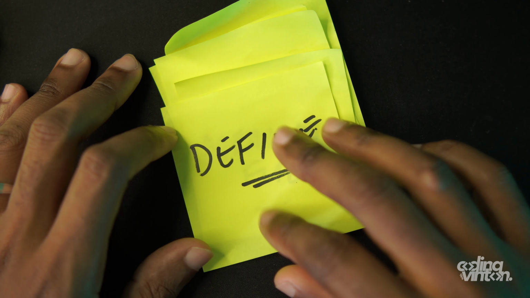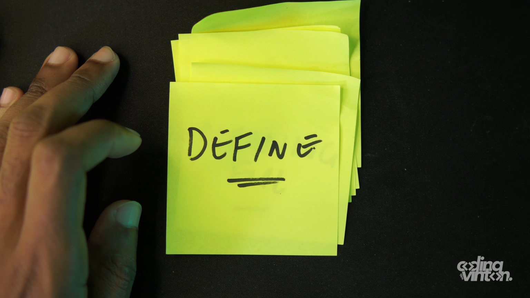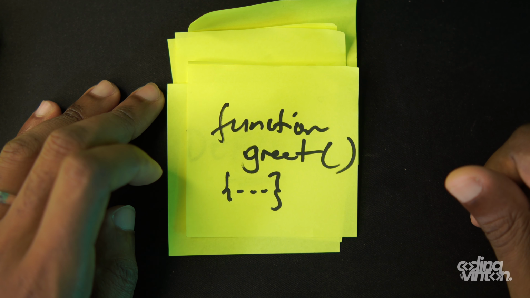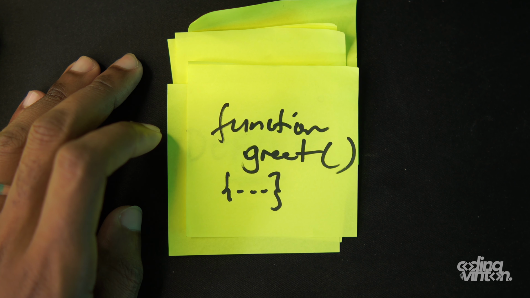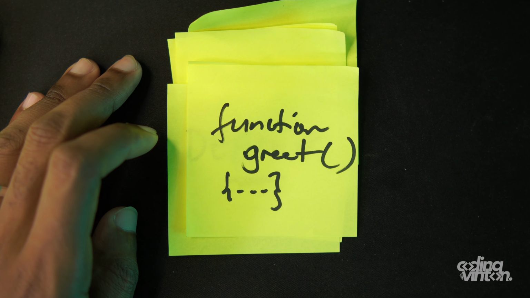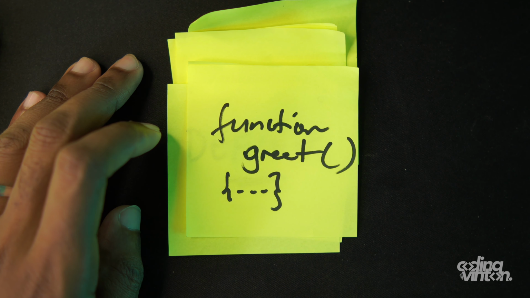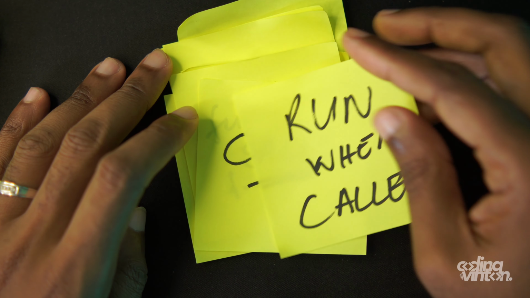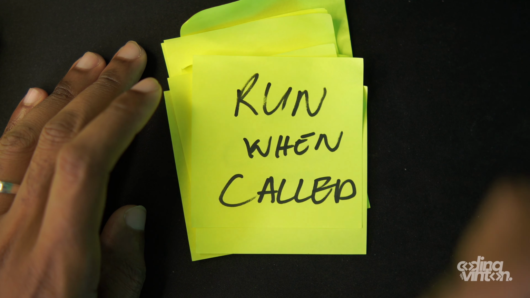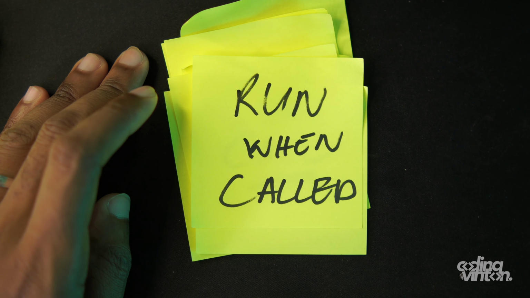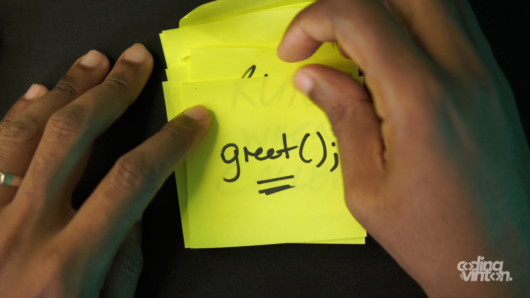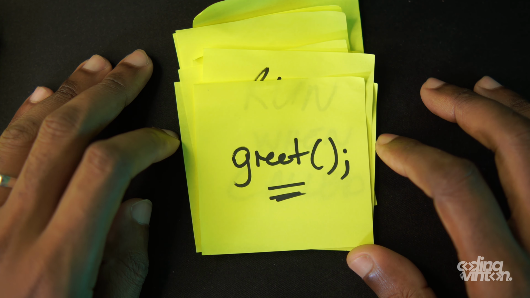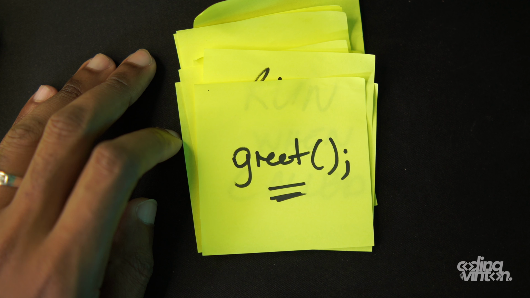How do we define a function? We define a function by using the function name followed by parentheses enclosed with the curly brackets. Now, when we define the function, we must call the function. If the function is not called, it can never run. So every function that you define must be called. How do you call the function? You call the function by using the name of the function with parentheses, usually followed by a semicolon.